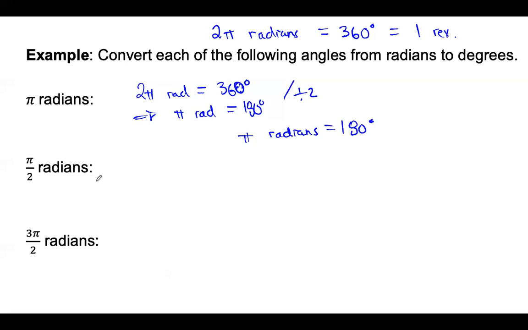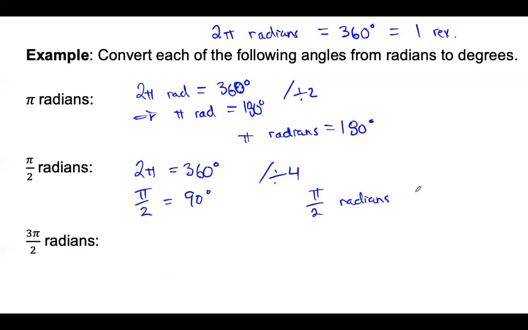What about pi over 2 radians? Could do 2 pi. I'll just not write the radians for now. 360 degrees, divide by 4. So I'm just dividing by 4 on both sides. Get pi over 2 equals 90 degrees. So therefore, pi over 2 radians equals 90 degrees.